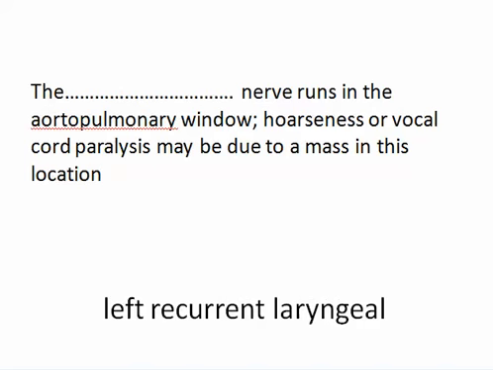Which nerve, when it runs in the aortopulmonary window, causes hoarseness or vocal cord paralysis, maybe due to a mass in this location? That nerve is the left recurrent laryngeal. Hoarseness or vocal cord paralysis may be due to a mass in the aortopulmonary window.